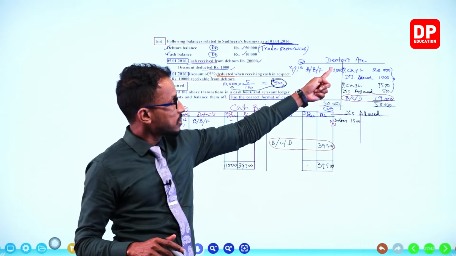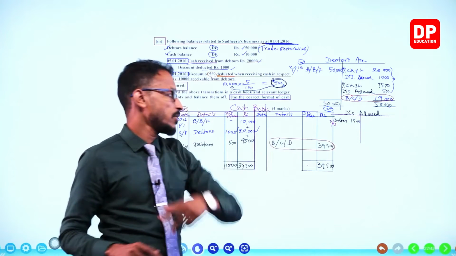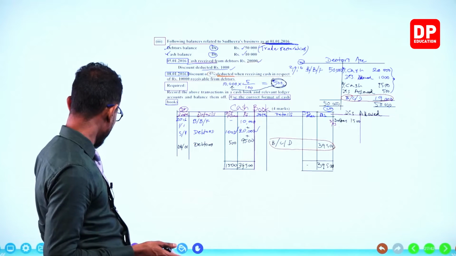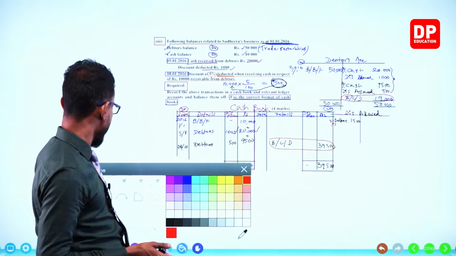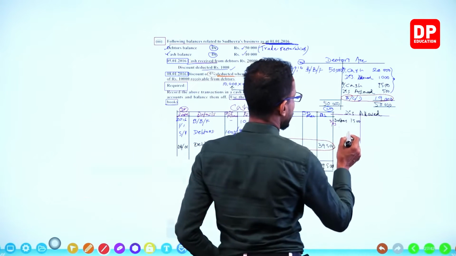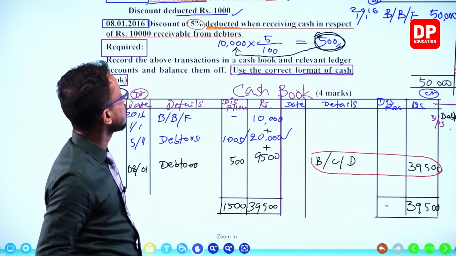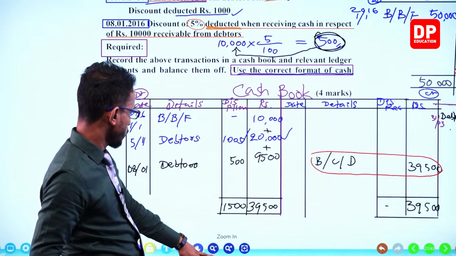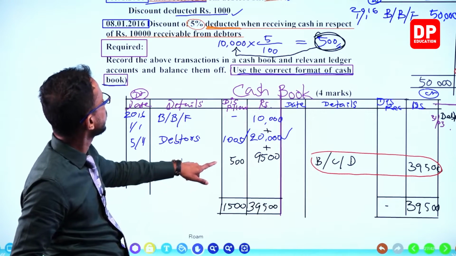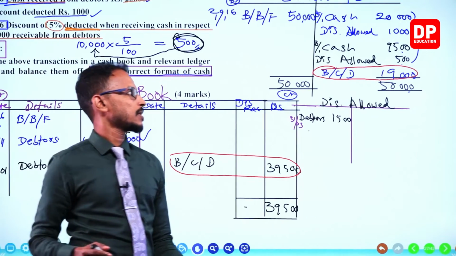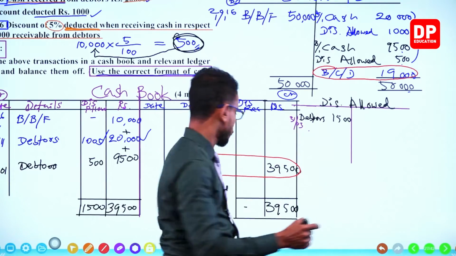Debtors account balanced. Discount allowed account is not balanced, no? You have to balance it. Discount allowed account also should be balanced, no? It's quick. Let's quick balance it. Jumbo size. Now take it this way and balance it.